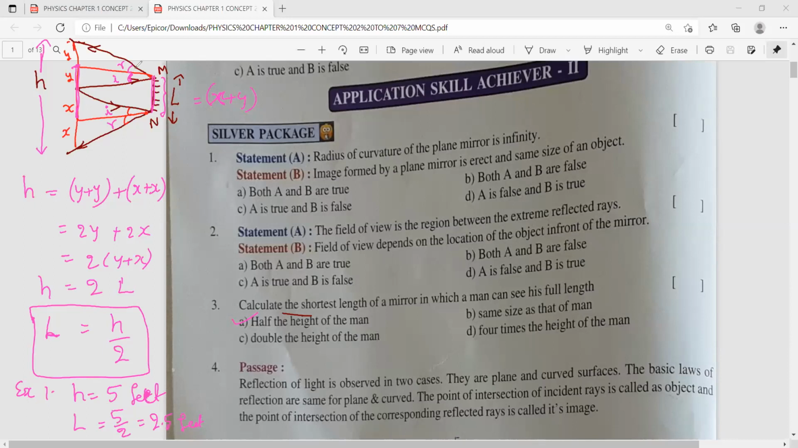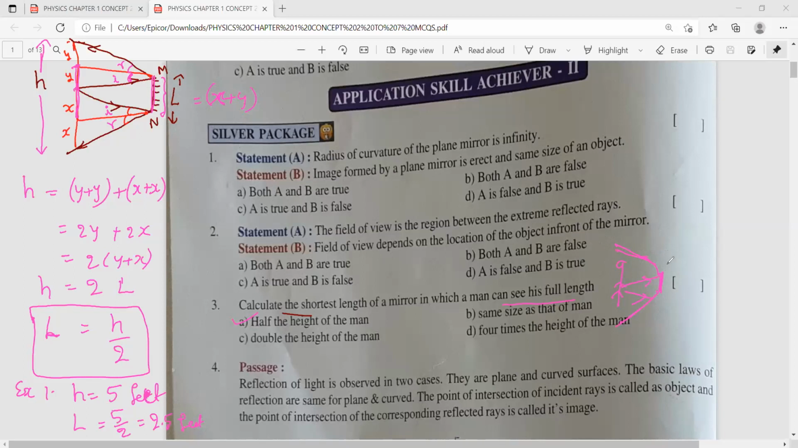Once again, children, I'll explain this question. The question is asking us to calculate the shortest length of the mirror in which the man can see his full image. Suppose the man is standing in front of the mirror. What is the length of the mirror required to see his full image? Imagine incident rays falling on the mirror, and reflected rays coming back, so that the man lies completely inside the field of view.